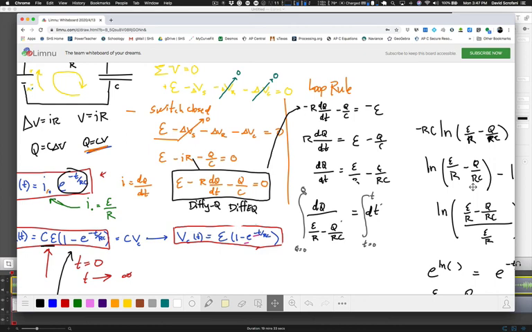Okay, I'm going to save the rest for a follow-up video, and in that what I'm going to do is just look at a discharging situation and then a circuit with the resistor and the capacitor in parallel with each other, and we'll write some equations for those as well.